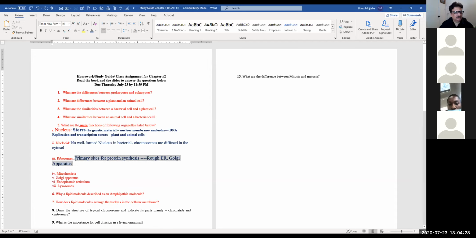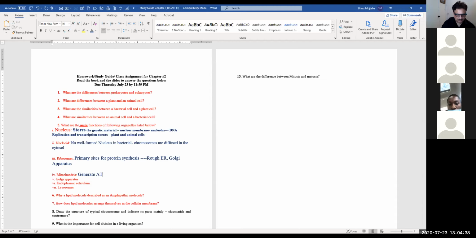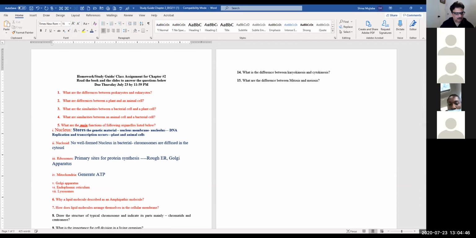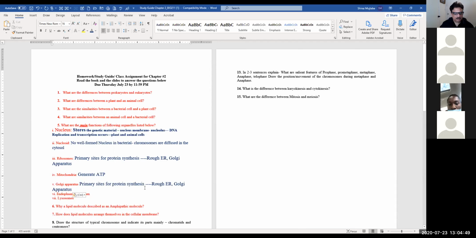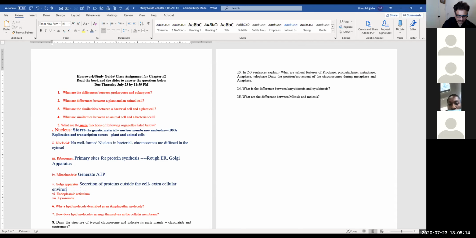And what is the function of mitochondria? The main function of mitochondria is to generate ATP. And again, Golgi apparatus. Golgi apparatus helps in the secretion of proteins outside the cell. What is outside the cell called? It is called the extracellular environment.